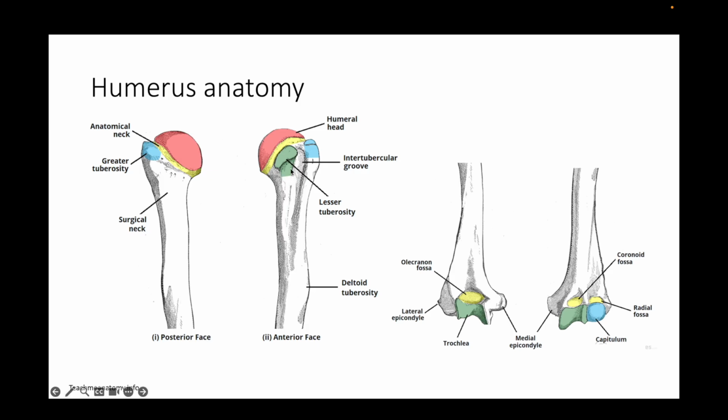You then have the lesser and greater tuberosities. The supraspinatus, infraspinatus, and teres minor tendons attach to the greater tuberosity, and the subscapularis tendon attaches to the lesser tuberosity. Between the two, you have something called the intertubercular groove, where the long head of the biceps tendon sits. The long head of the biceps tendon originates from the glenoid labrum and then extends intra-articularly and then into the intertubercular groove, and that's why this is important. You then have the distal humerus, where there are articulations that form the elbow joint, which we'll talk about later on in the lecture.